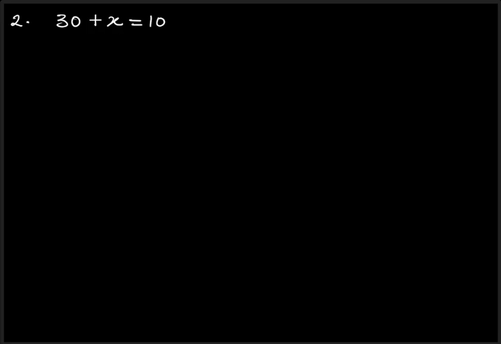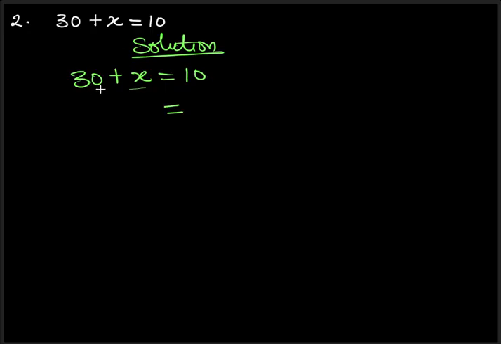Okay, we move to number two. Solution. Now we have 30 plus x equal to 10. 30 plus x is equal to 10. We have only one variable here, which is our plus x. So we put our equality sign. That means we have to take our numbers to the right hand side. Let's take numbers to the right hand side. Now, what do we have here? We have plus x.